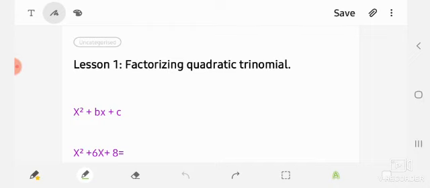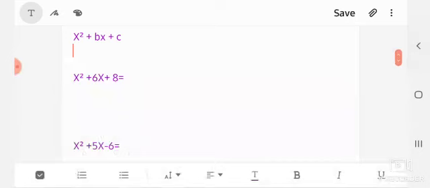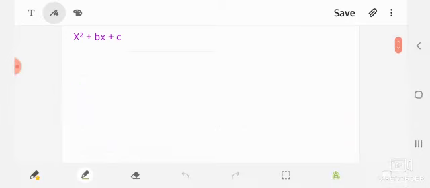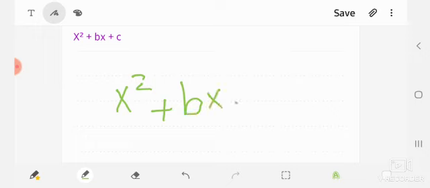A trinomial is an algebraic expression consisting of three terms. Like our first expression here, it consists of x squared plus bx plus c. This is the first term, the second term, and the third term. So a trinomial is three terms. This is the middle term. b is called the coefficient of x.